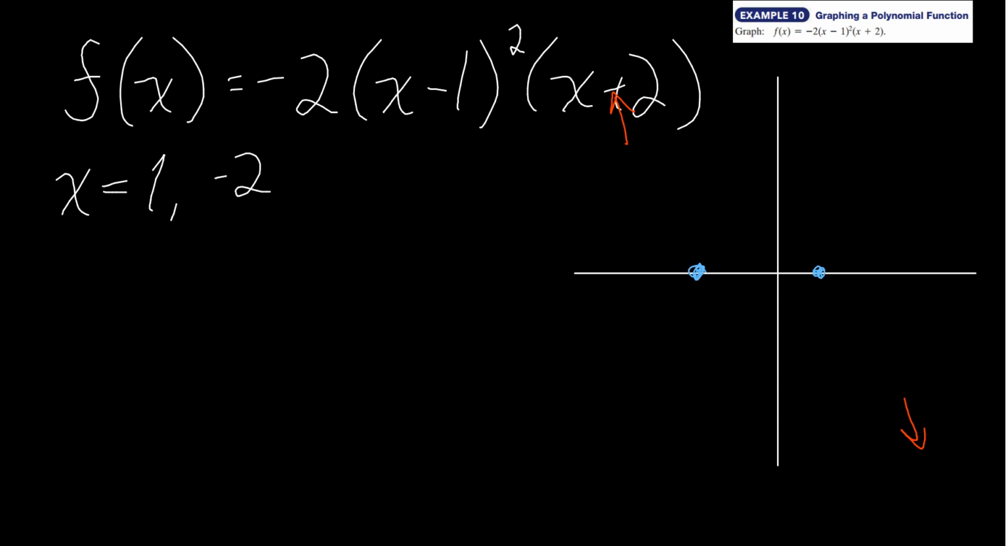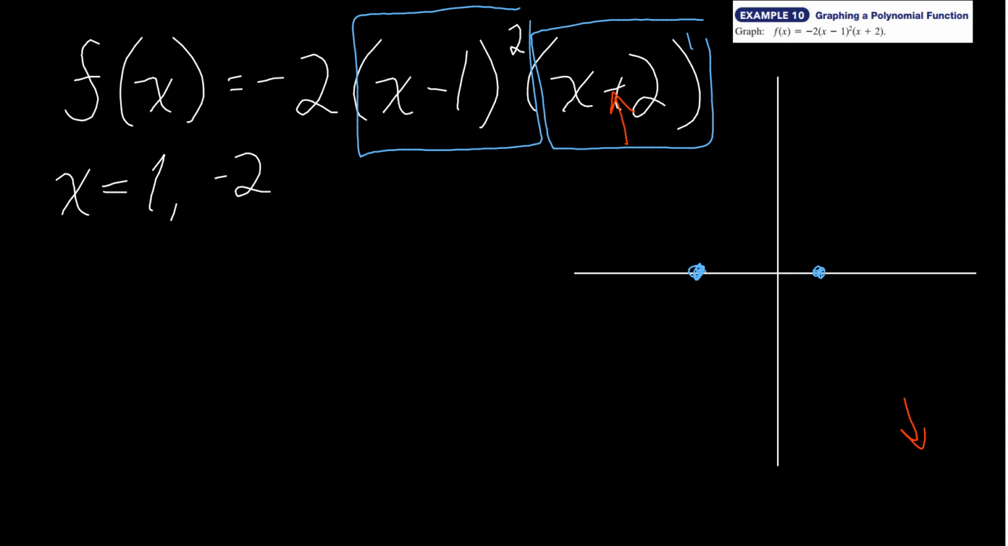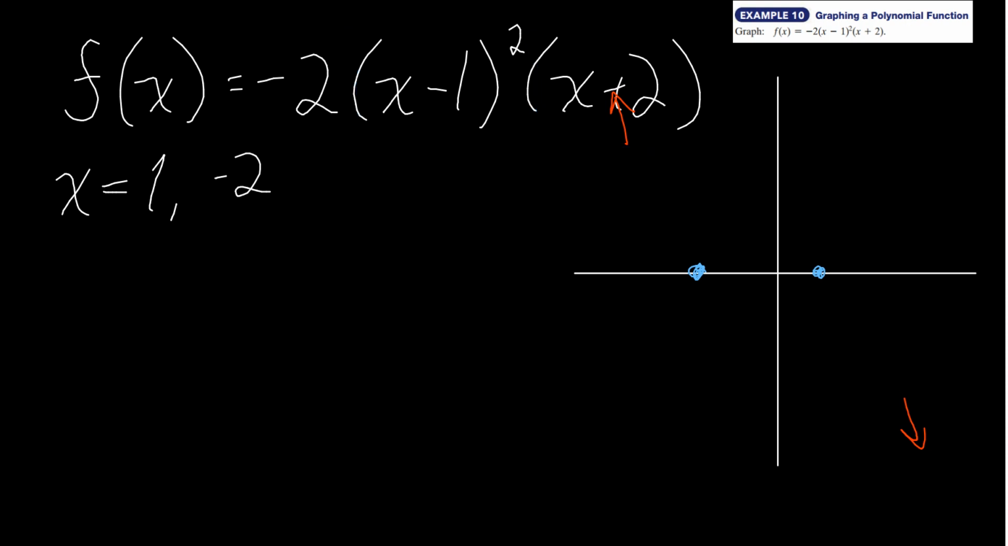Alrighty. Next up, let's talk about the multiplicity. Looking at this factor first, x minus 1 squared. If it's squared, then that means we are just going to be touching the x-axis at 1. This is an x plus 2, raised to the first power, so we are crossing the x-axis. By connecting these dots, we're going to be crossing the x-axis at negative 2, then we're going to go down somewhere, and then we're going to touch the x-axis at positive 1, and then we're going to shoot back down.